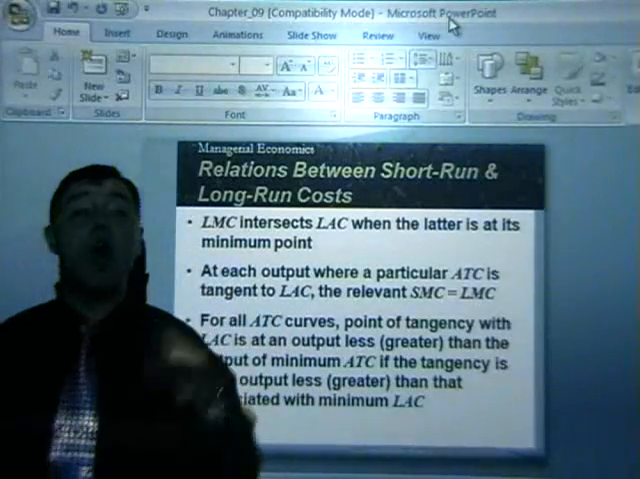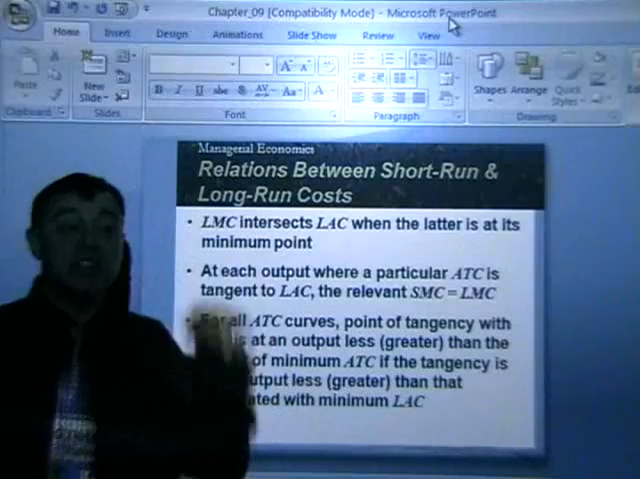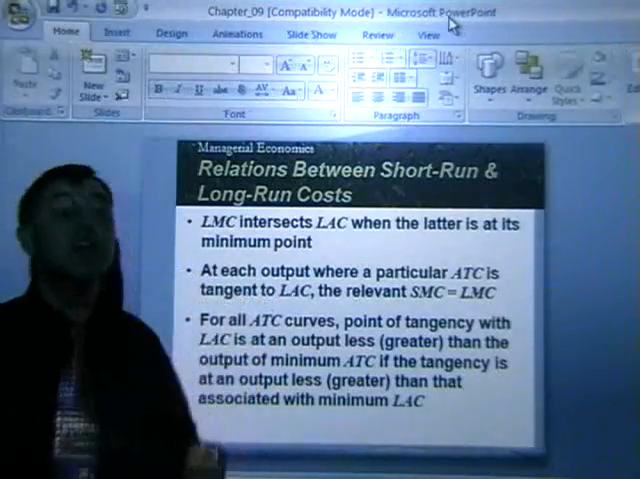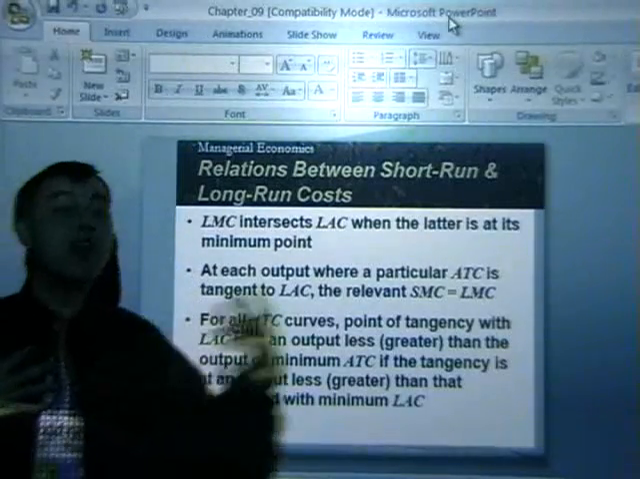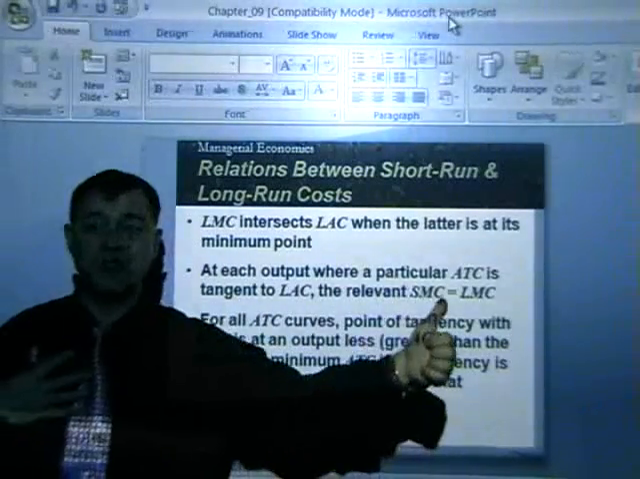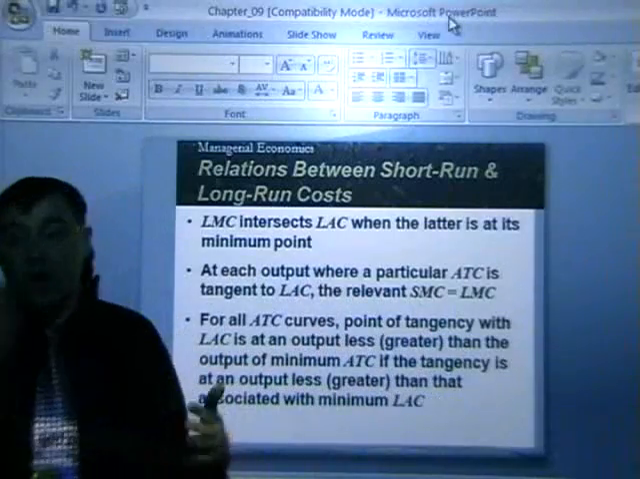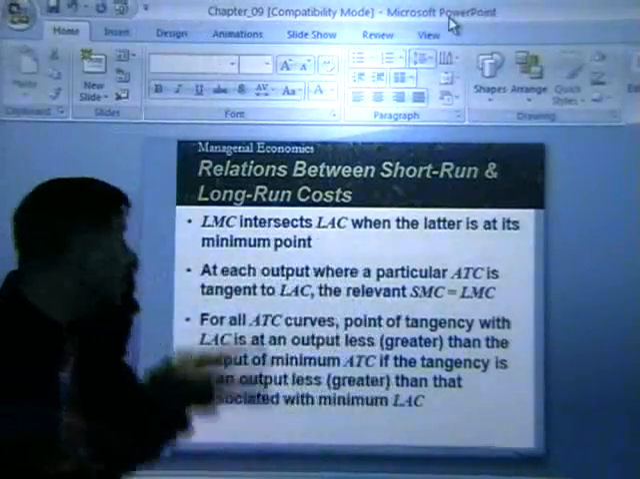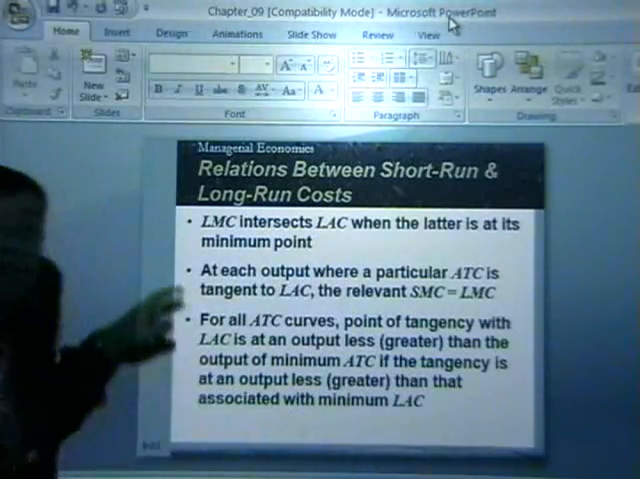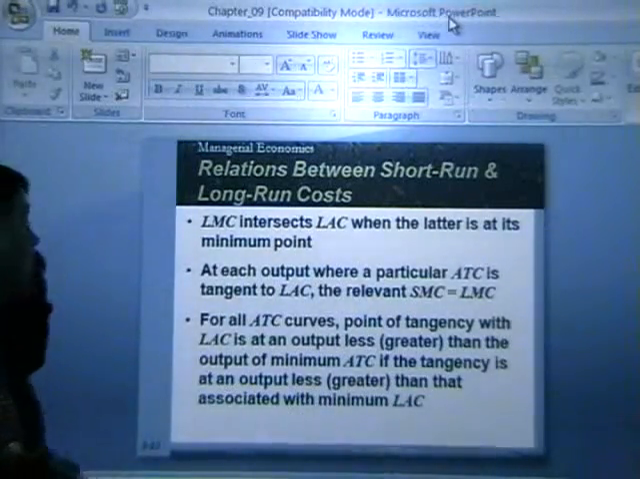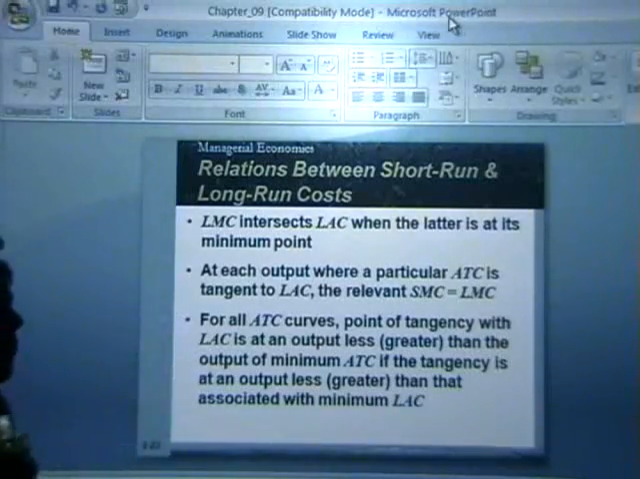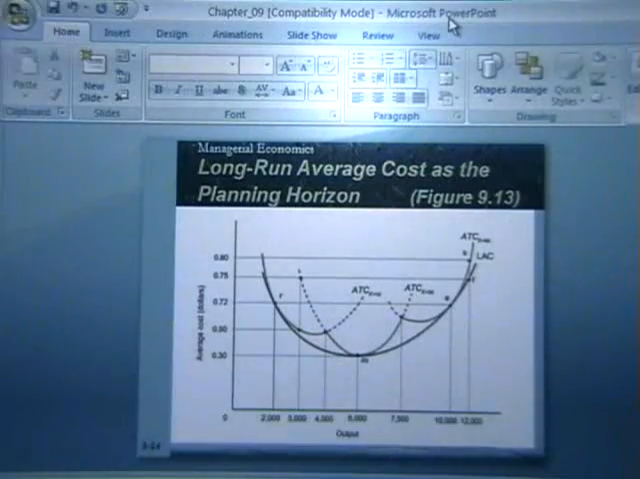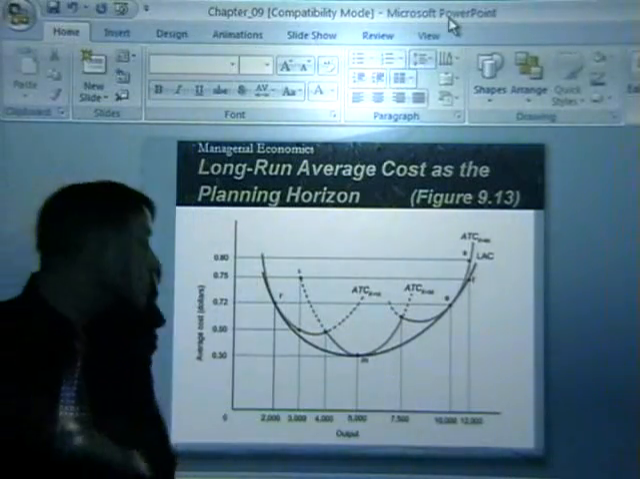So when you have options in production, the result is lowering the cost. Well, in the short run, you don't have options with at least one of the inputs, because it's fixed. In the long run, you have the options, and because you have the options, the long run average cost, at least, falls. Let's see, for all average curves, point of tangency. Okay, let's show it because it's complicated. Let's show it here. It's very easy to see.